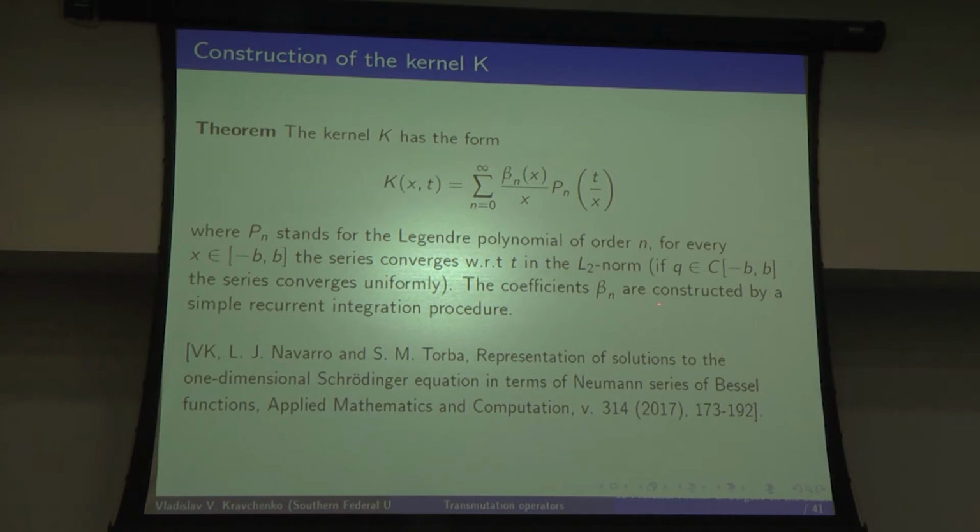The coefficients beta n are constructed by a simple recurrent integration procedure, which I omit here because it's simple, but it requires some more notations. So just believe me that it's simple and they are easily calculable, numerically, of course. So this was done in our paper with my colleagues, Navarro from Venezuela and Sergei Torba from Mexico.